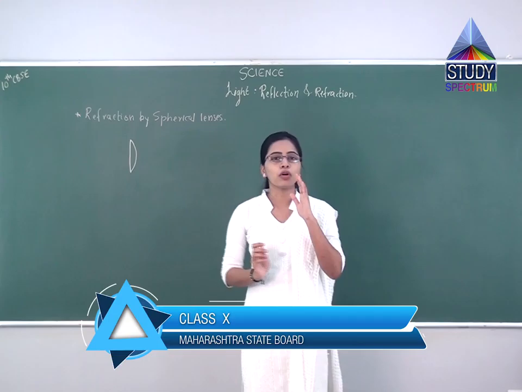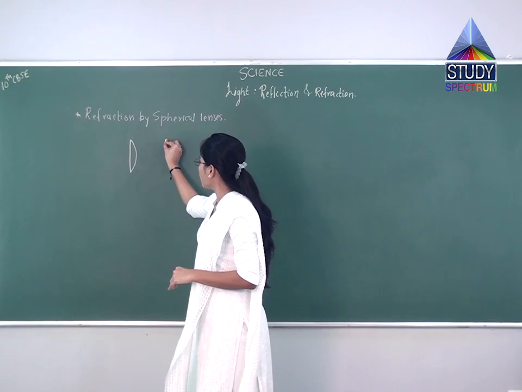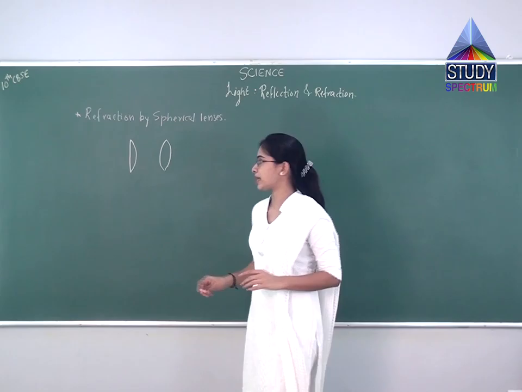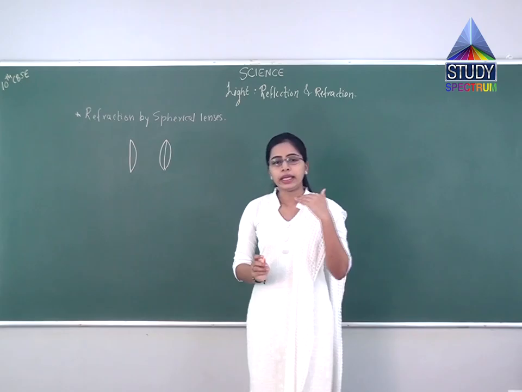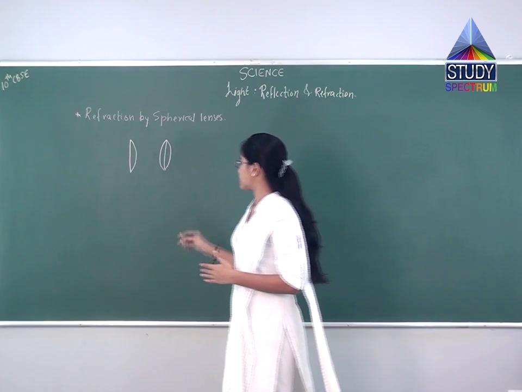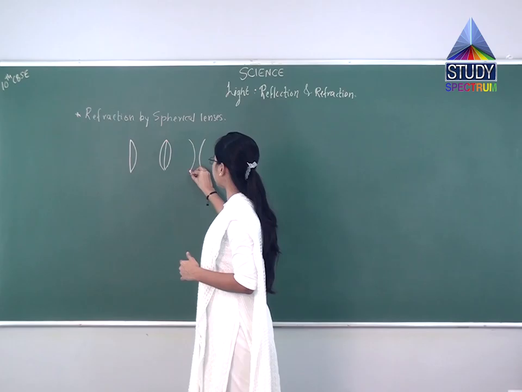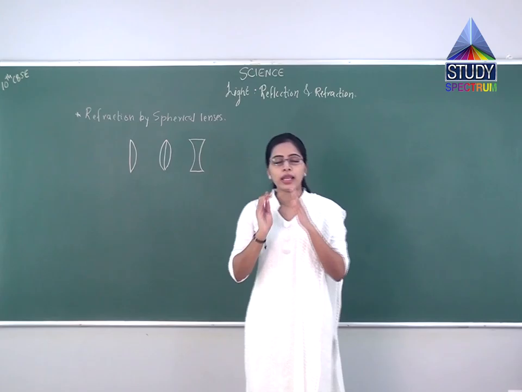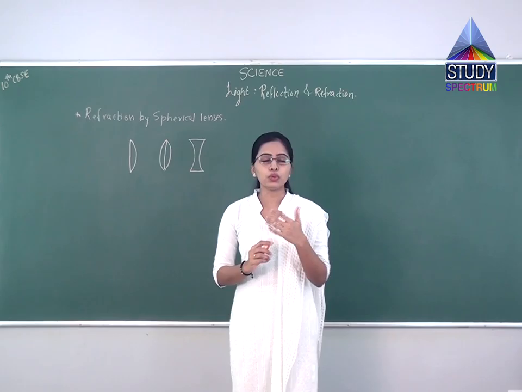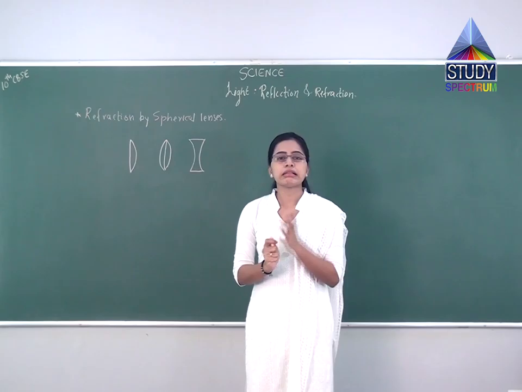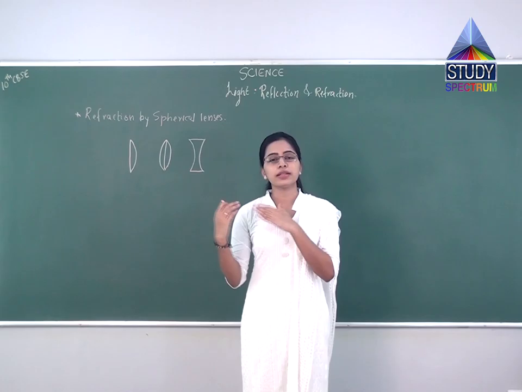Now if you are using two convex surfaces side by side, this is known as a double convex lens. In the market we also have a double concave lens, like this. Two surfaces are attached like this. So a lens is a material having one or two spherical surfaces attached. Here we will study refraction through these lenses when a light ray passes through them.